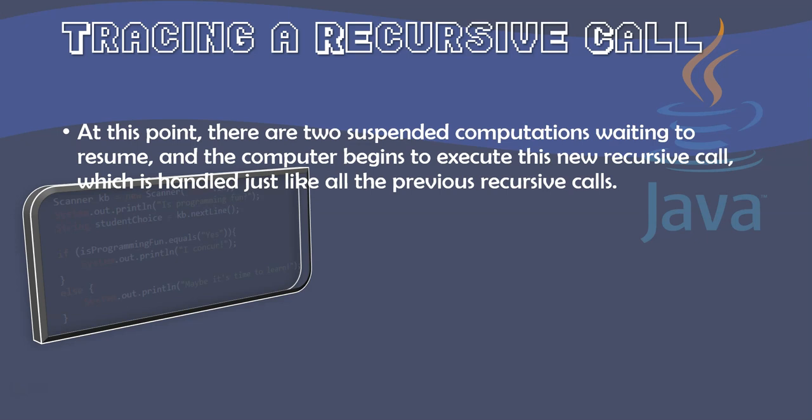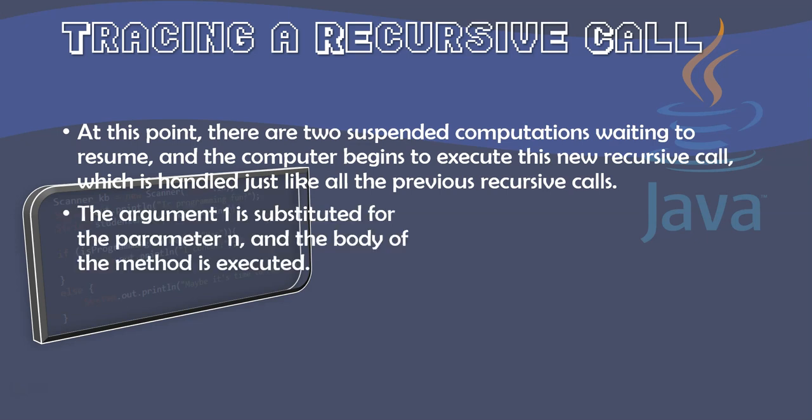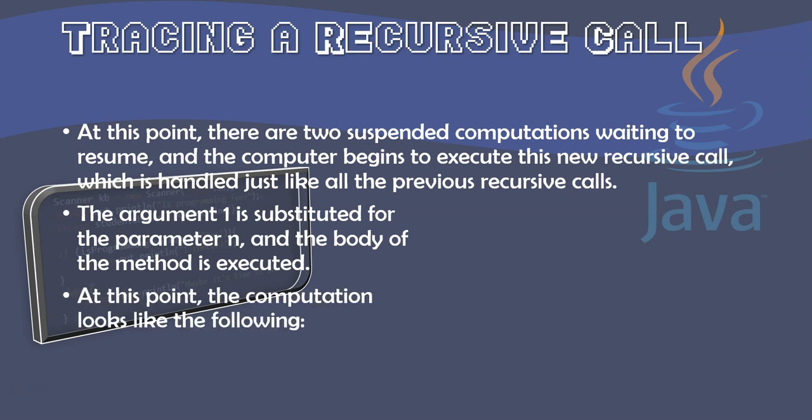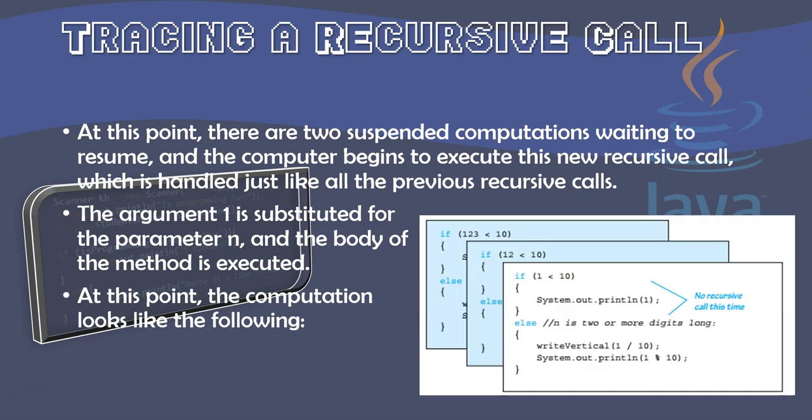And the computer begins to execute this new recursive call, which is handled just like all the rest of them. So now we have writeVertical 1 saying, hey, I'm ready to go. So the argument 1 is substituted for the parameter n, and the body of the method is executed. At this point, the computation looks just like the following. So we have this kind of stack of computations with our if 1 is less than 10 on top, then we have if 12 is less than 10, and then if 123. So again, these are all kind of stacking on top of each other.